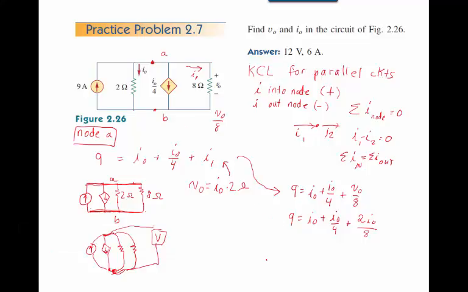One unknown. So 9 equals I out times 1 plus 1/4 plus 1/4. And then solving, I will get I0. I keep calling it out because a subscript 0 is often used for out. So I0 equals 6 amps.